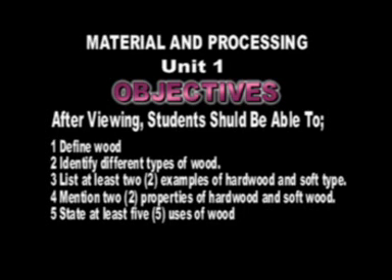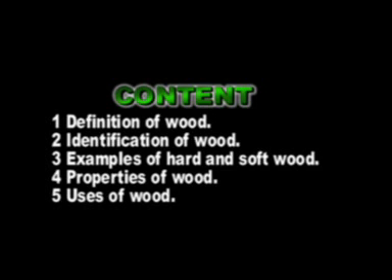Material and processing. Unit 1. Identification of wood. Objectives. After viewing, students should be able to define wood, identify different types of wood, list at least 2 examples of hardwood and softwood, mention 2 properties of hardwood and softwood, state at least 5 uses of wood. Content: definition of wood, identification of wood, examples of hard and soft wood, properties of wood, while the last one is uses of wood.